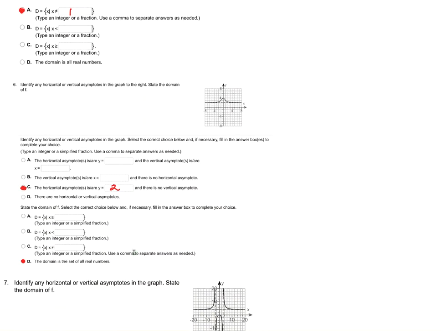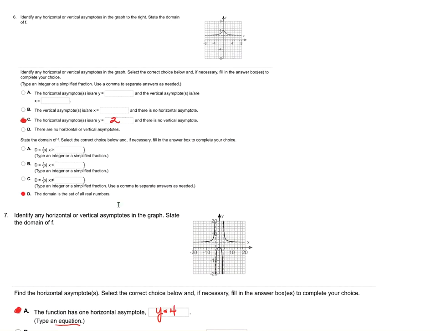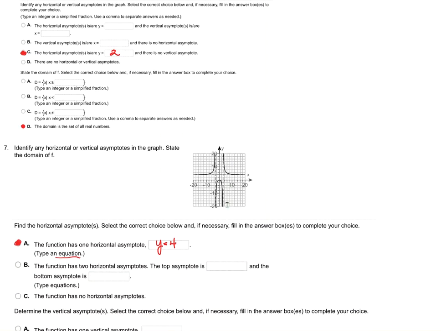All right, same thing with number 6. Identify. And so it looks like we have a horizontal asymptote at, now here they've got the y equals outside, so you'll just put the number 2 there. It does look like this is going to infinity and negative infinity. The domain is the set of all real numbers.